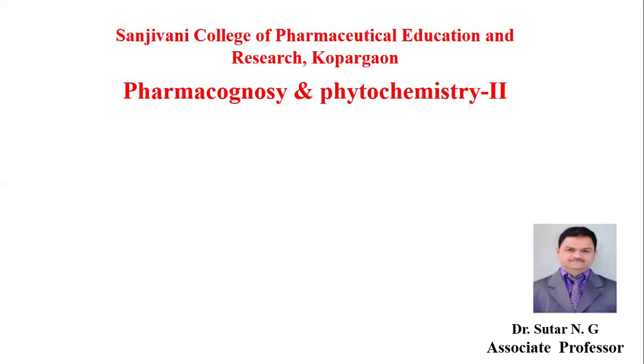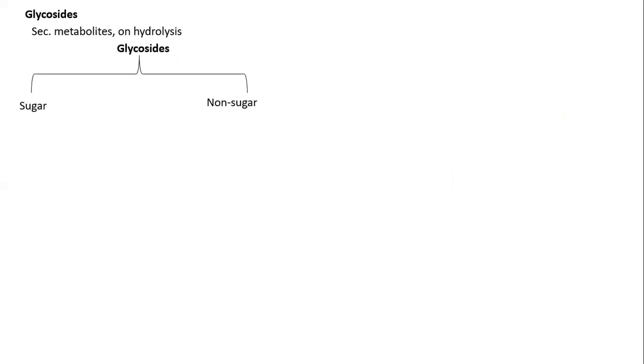So friends, today we are going to study the subject Pharmacognosy and Phytochemistry, third year, fifth semester. In this subject, we are going to study a general introduction to the glycosides. So friends, you know what glycosides are? Glycosides are secondary metabolites which on hydrolysis give you two components. One is a sugar part, another one is a non-sugar part.